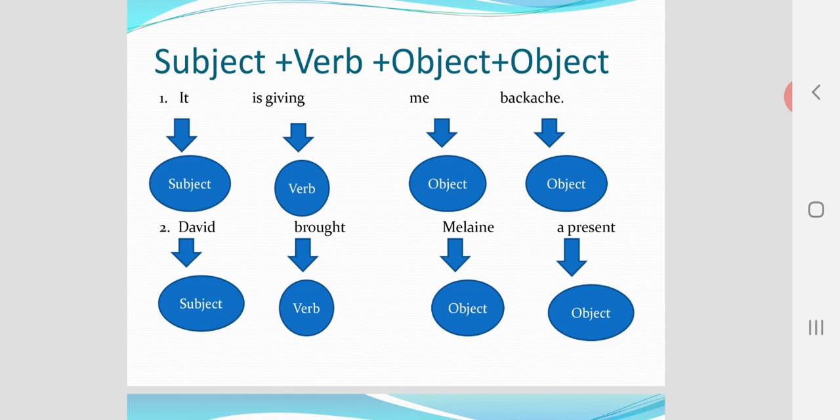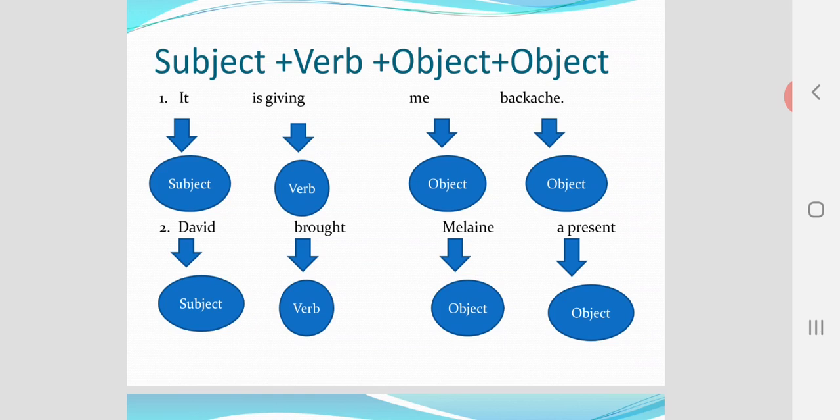So in this sentence, it is giving me backache. Me is indirect object and backache is direct object. Direct object and indirect object we will do in detail in exercise 3. David brought Malini a present. Malini, the person receiving something, so it is indirect object, and a present, the thing that someone gives, so it is direct object. Direct object can be at the end of the sentence, or we can use indirect object at the end of the sentence.